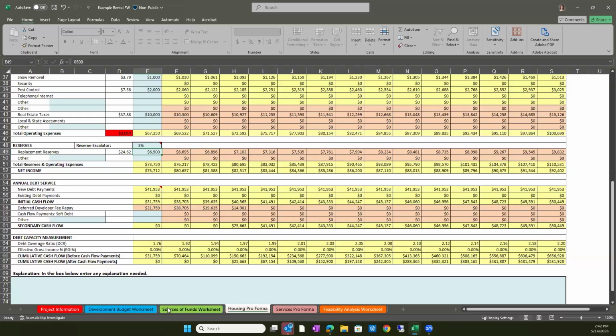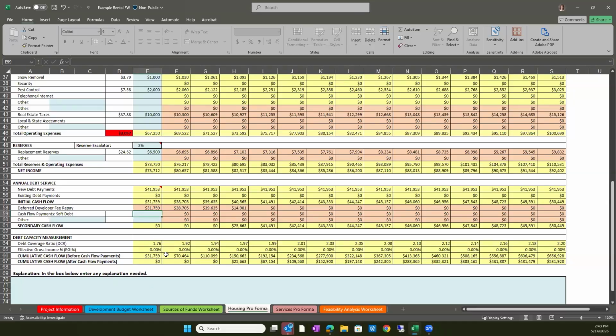So we look at the sources you entered, we look at the monthly debt service you entered, and we transfer that information over to the housing pro forma to figure out how much cash flow the project has left after taking care of all of those debt services, developer fee repays, as well as any soft debt. If you do have any cash flow payment loans, the information from the sources of funds worksheet does not automatically transfer over because, again, it's dependent on your total cash flow after you've made all the necessary payments beforehand. So we leave that open to you to enter the amount that you will be paying out of your cash flow towards those cash flow payments and soft debt if that is the way that your loan is structured.